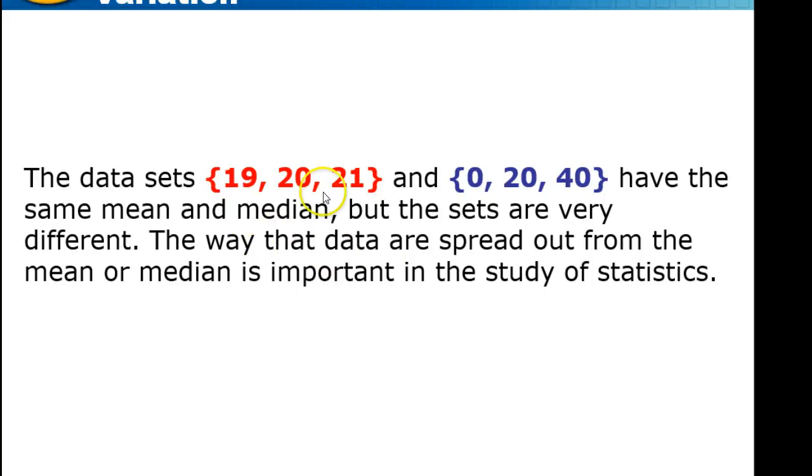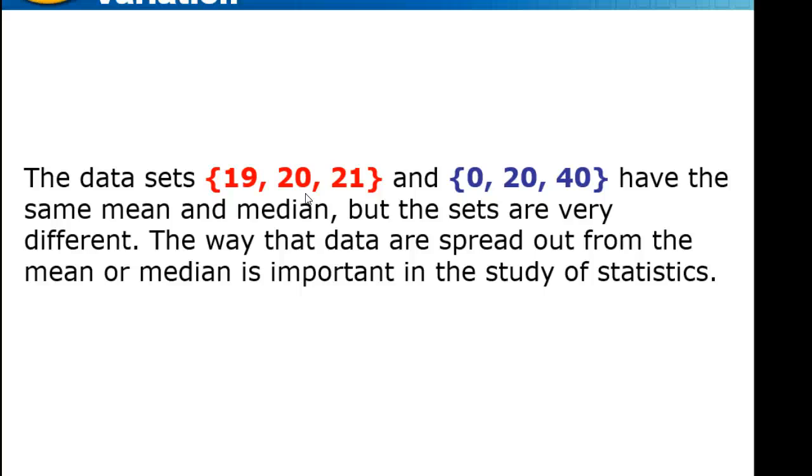Yeah, looking at the red, which one of these data sets is more spread out? The blue one. The blue one is way more spread out. It goes from 0 to 40, whereas the red set, 19, 20, 21, is very closely packed together. So we're talking about spread now. Spread often matters when you're dealing with data.